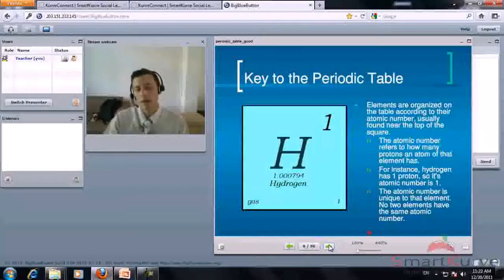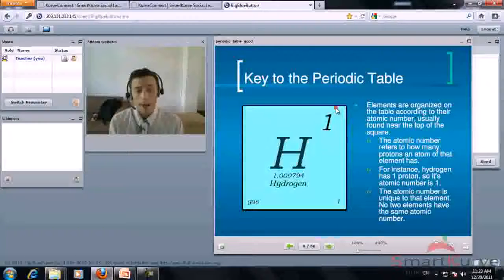Now that atomic number is usually found at the top of the square. Notice hydrogen's atomic number is 1. The atomic number refers to how many protons an atom of that element has. So hydrogen has 1 proton. So hydrogen has the smallest nucleus, and it is the lightest element. For instance, hydrogen has 1 proton, its atomic number is 1.